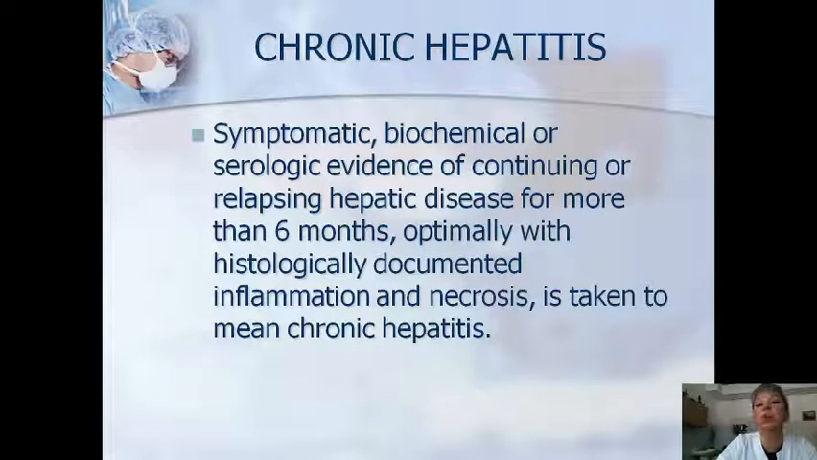If we speak about chronic hepatitis, symptomatic, biochemical, or serologic evidence of continuing or relapsing hepatic disease for more than 6 months, optimally with histologically documented inflammation and necrosis, is taken to mean chronic hepatitis.